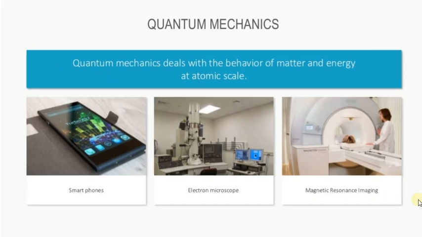Quantum mechanics, also a part of modern physics. It deals with the behavior of matter and energy at the atomic scale. For example, smartphones. For example, electron microscopes. For example, magnetic resonance imaging, also known as MRI.